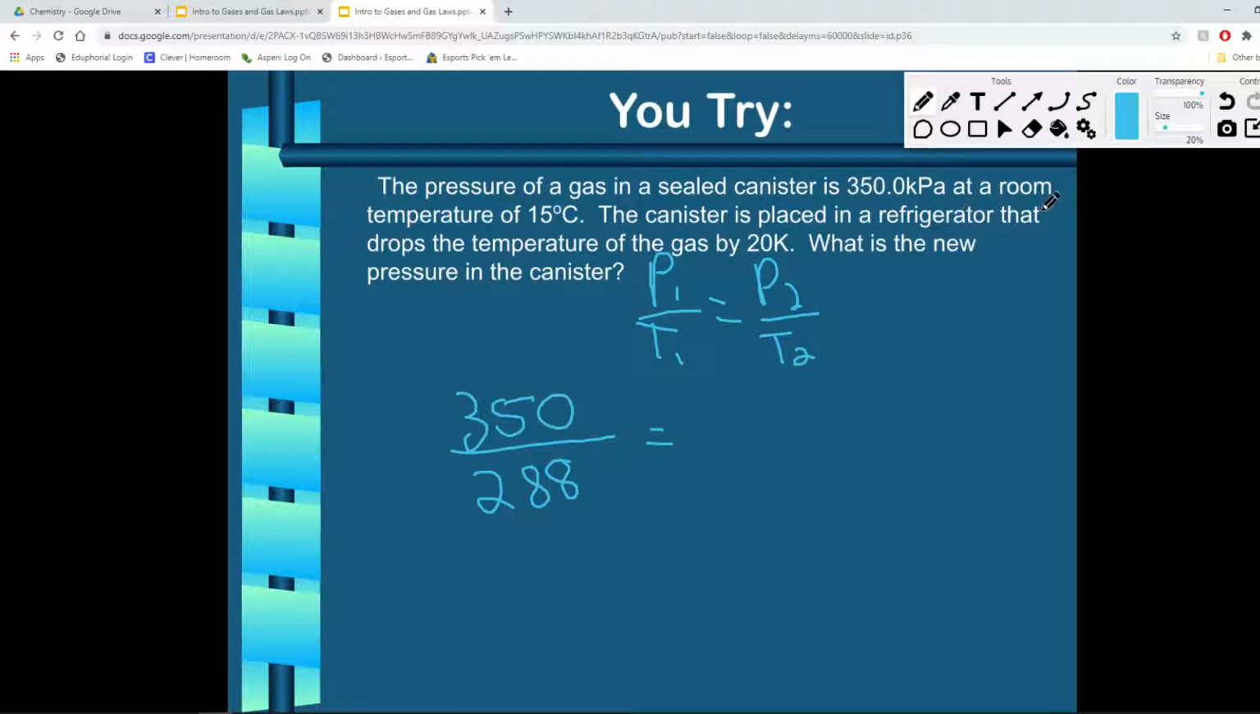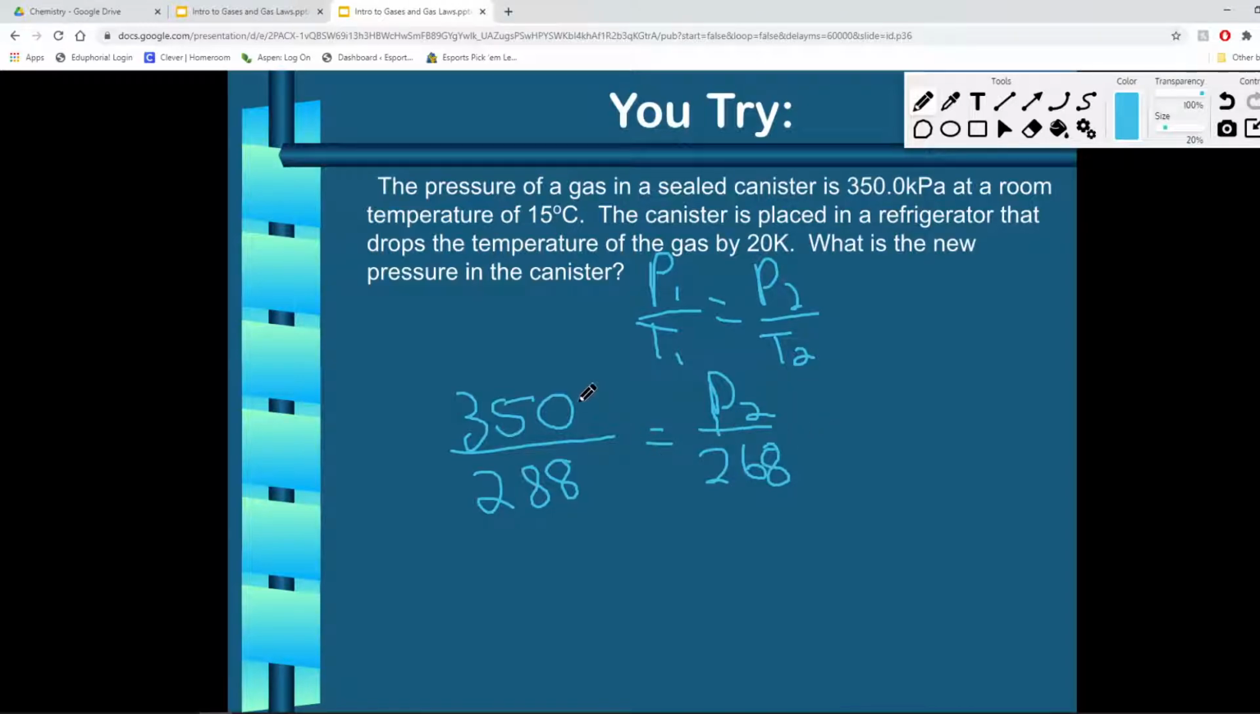All right, it says the canister is placed in a refrigerator that drops the temperature of the gas by 20 Kelvin. So again, this one's a tricky one like the last one, where it said it increased the volume of the beach ball by 1. So our new temperature isn't 20 Kelvin. That would be like the world's coldest refrigerator. Our new temperature is this one minus 20. So it's 268 degrees Kelvin. And our P2, we don't know. That's what we're trying to find out.